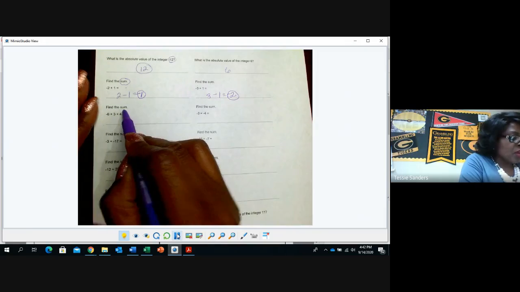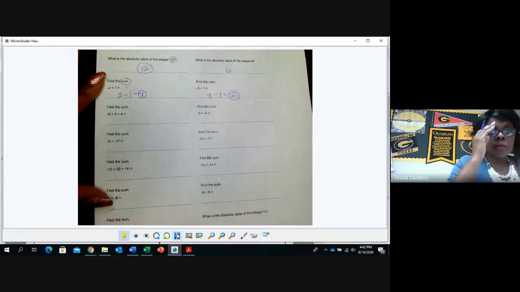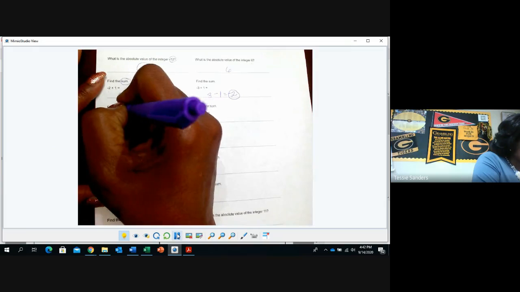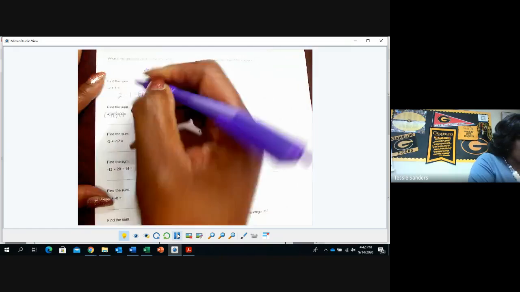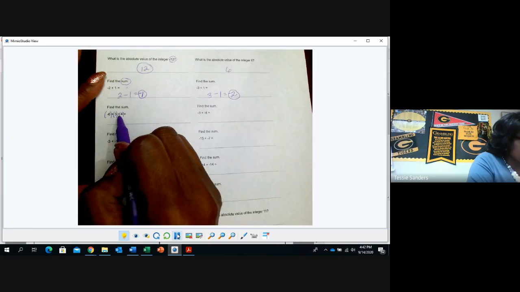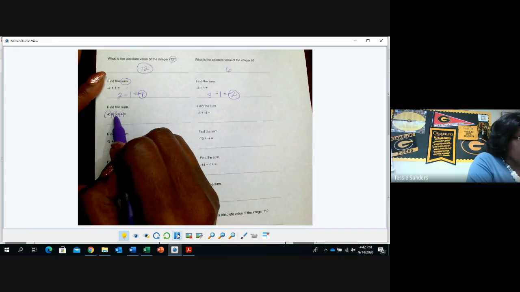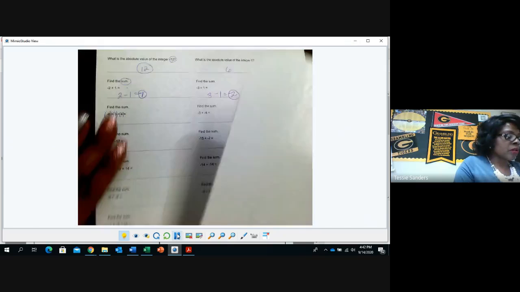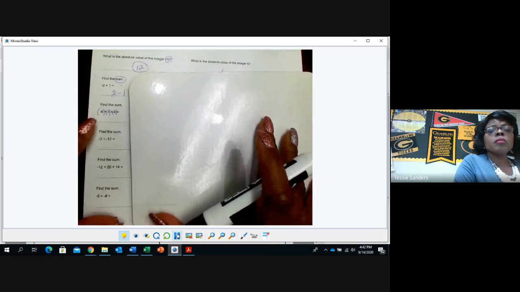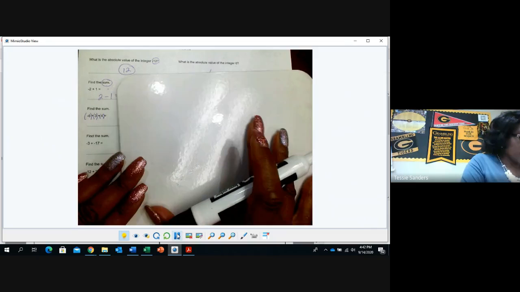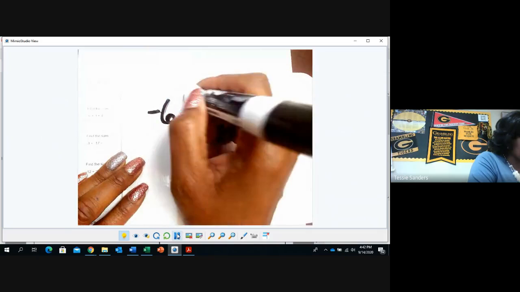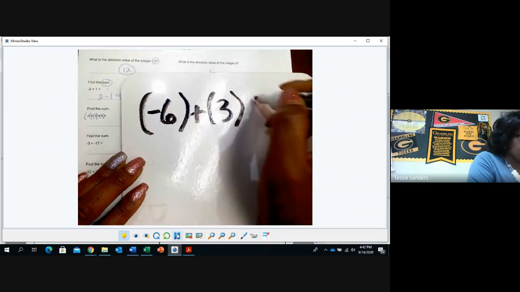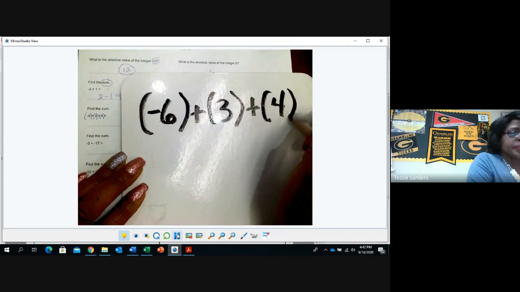Find the sum. Here we have, and I always like to rewrite the problem. You have -6, put brackets around it, +3, +4. So you have -6 plus 3 plus 4. Go ahead and take care of these positive numbers first. Let me get my whiteboard. I'll write it a little larger so that you can see it. I'm working with this problem right here. Okay, so we have -6 plus +3 plus +4. That's what we have.